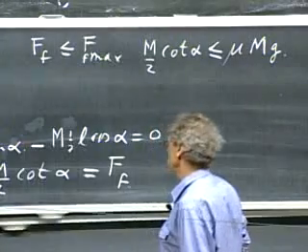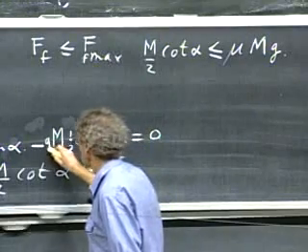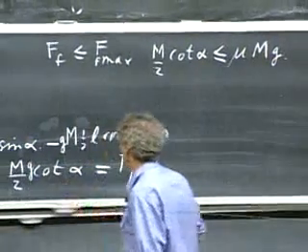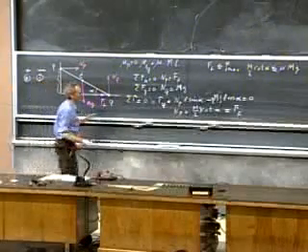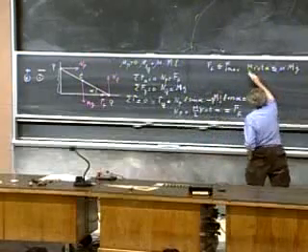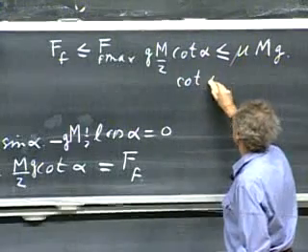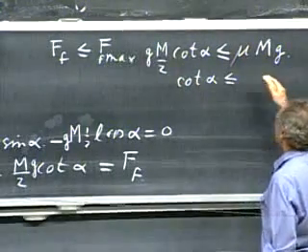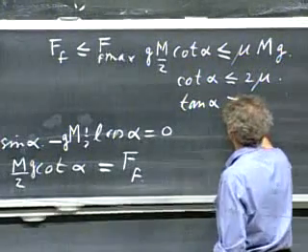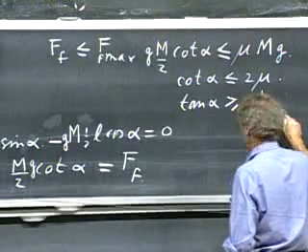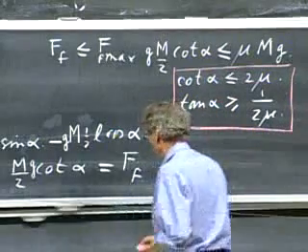Did I lose a g here? Yes, I did. I have a g here, and I have a g here. Correct? Because if I have this force here and this position vector, then I have mg. So there is a g here, and so there is a g here. And so I lose my mg, and you find that the cotangent of alpha is smaller or equal than 2 mu, or the tangent of alpha is larger or equal than 1 over 2 mu. And that is the condition for the ladder to be stable.